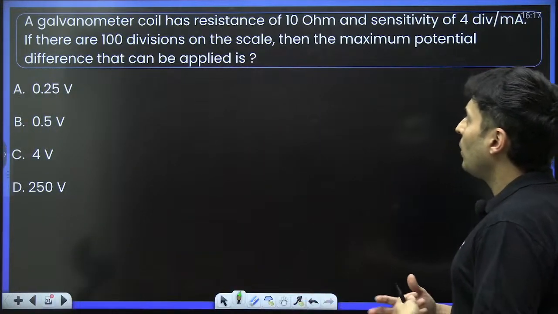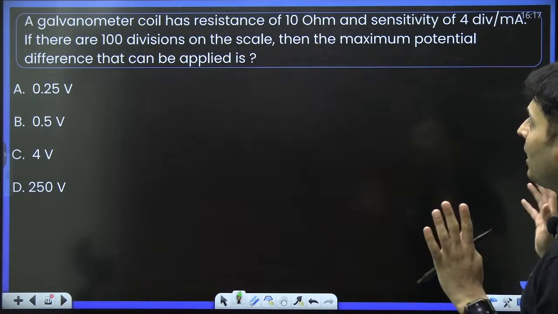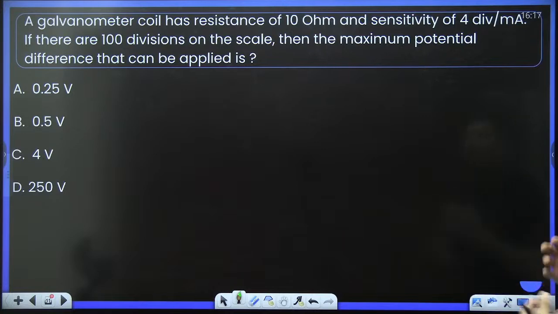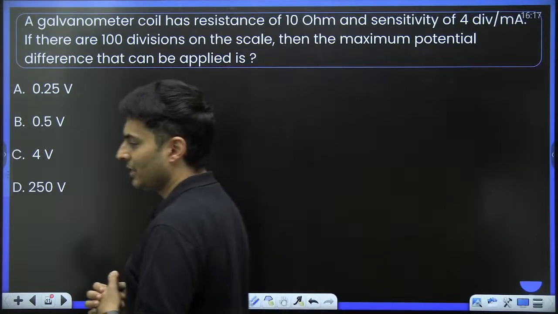A galvanometer coil has a resistance of 10 ohms, sensitivity 4 divisions per milliampere, and 100 divisions on the scale. Then the maximum potential difference that can be applied is, come on, think about it.